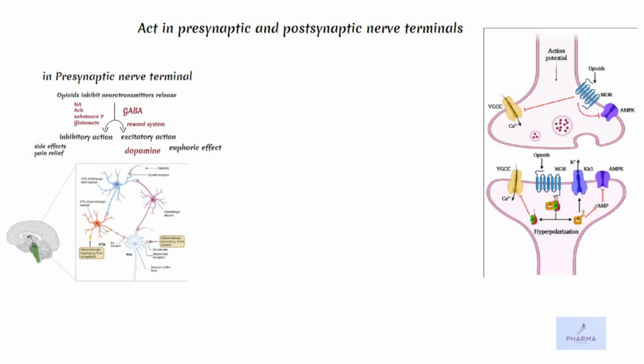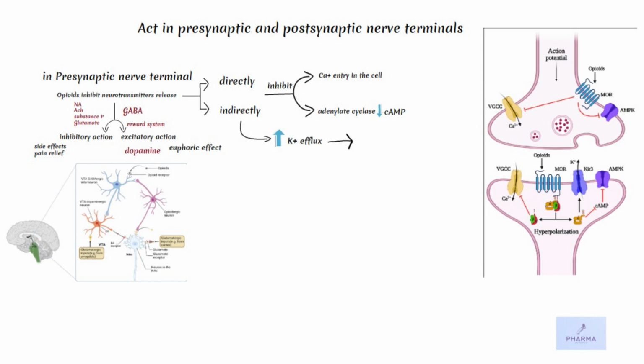The inhibition of neurotransmitter release can occur directly or indirectly. The direct inhibition of neurotransmitter release from the presynaptic nerve terminal occurs by inhibiting both calcium entry into the cell and adenylate cyclase, which in turn reduces the level of cyclic AMP. The indirect effect occurs by increasing potassium efflux and thereby increasing hyperpolarization, which in turn inhibits neuronal firing.